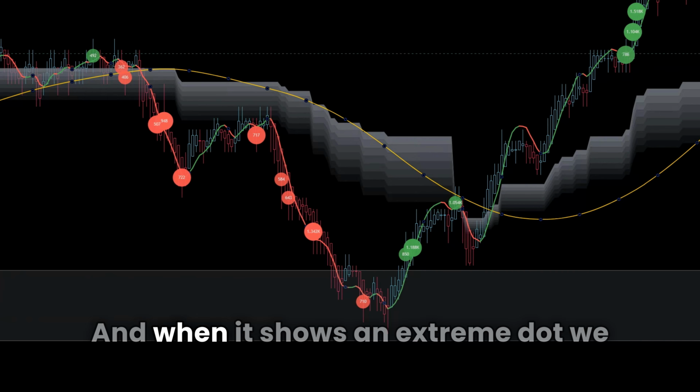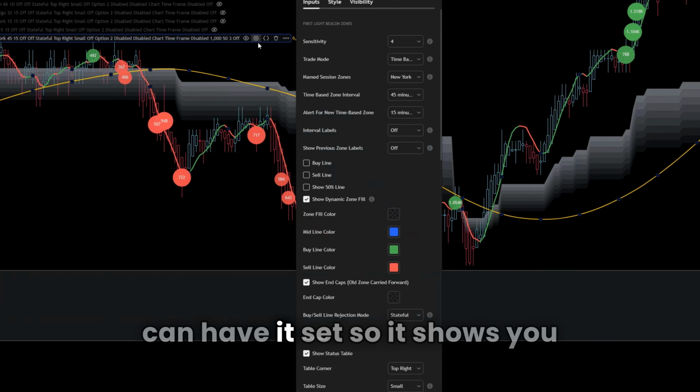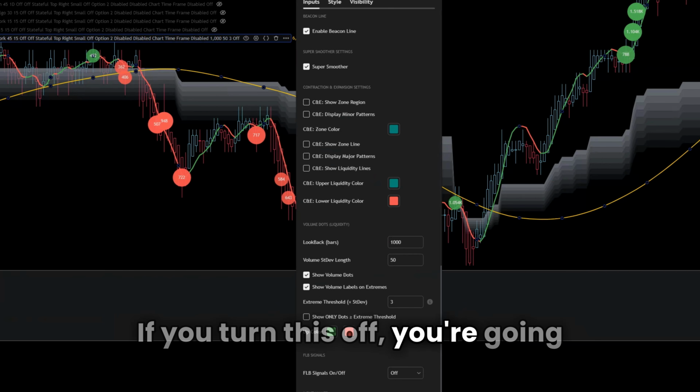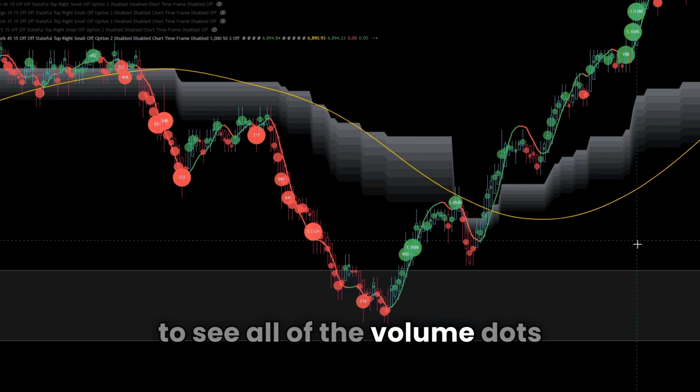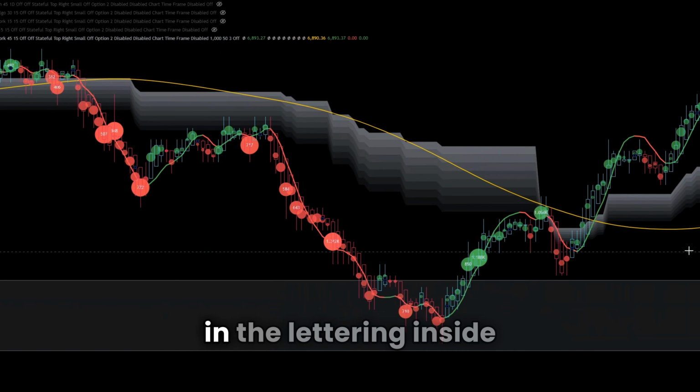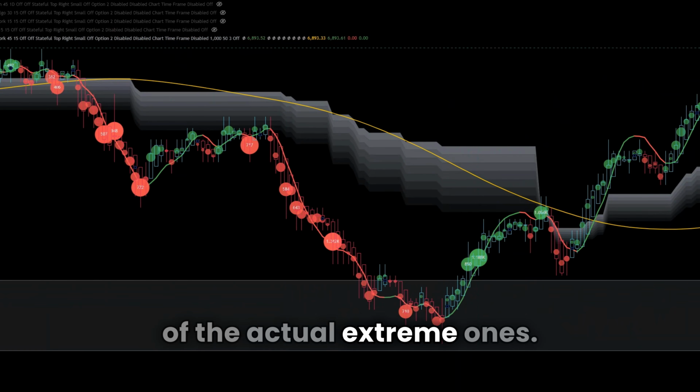And when it shows an extreme dot, we can have it set so it shows you the actual volume that's in there. If you turn this off, you're going to see all of the volume dots that are printing. Do that like that, and then it will only put in the lettering inside of the actual extreme ones.